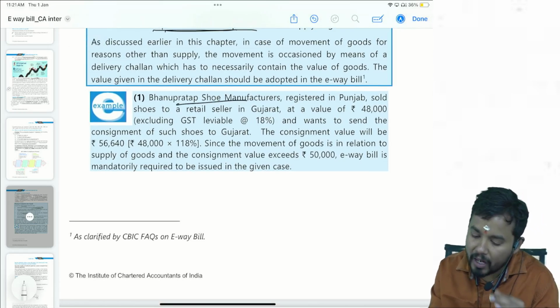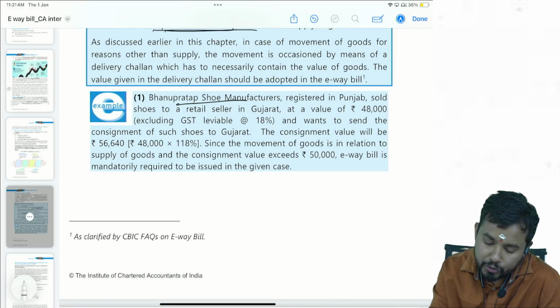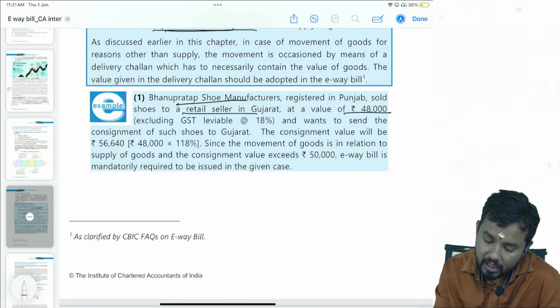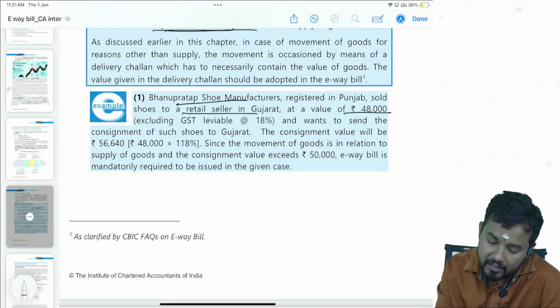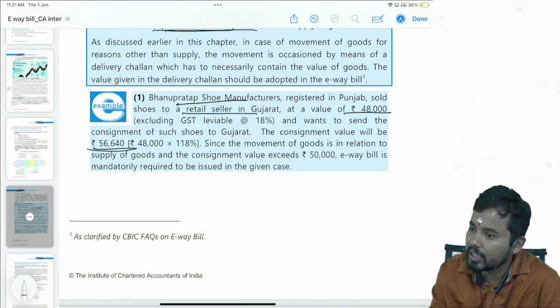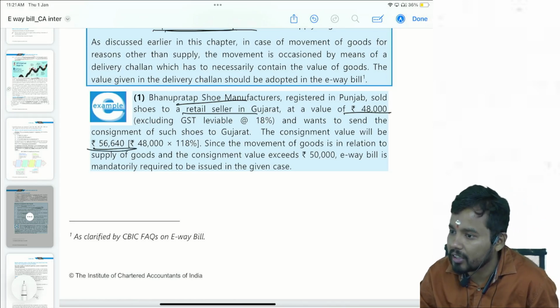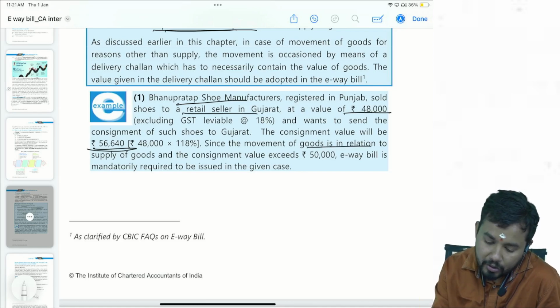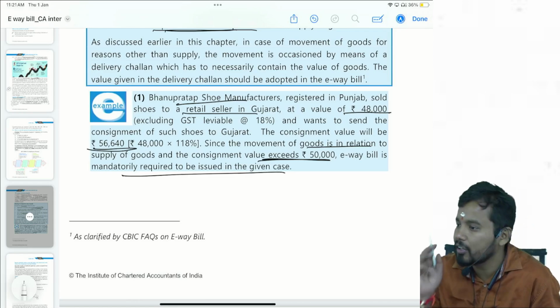Banu Pratap shoe manufacturers registered in Punjab sold shoes to a retail seller in Gujarat at a value of rupees 48,000 excluding GST. Now including GST, how much did it become? 56,640. Tell me, is an E-way bill required or not? E-way bill is required because we have to consider both the taxable value as well as the taxes. Since the movement of goods is in relation to supply of goods and the consignment value exceeds 50,000, an E-way bill is mandatorily required to be issued.